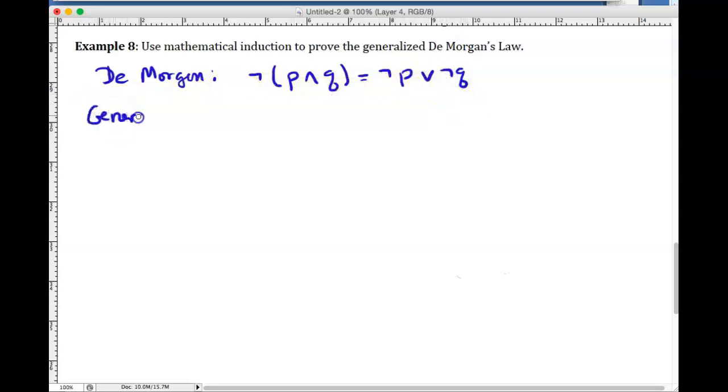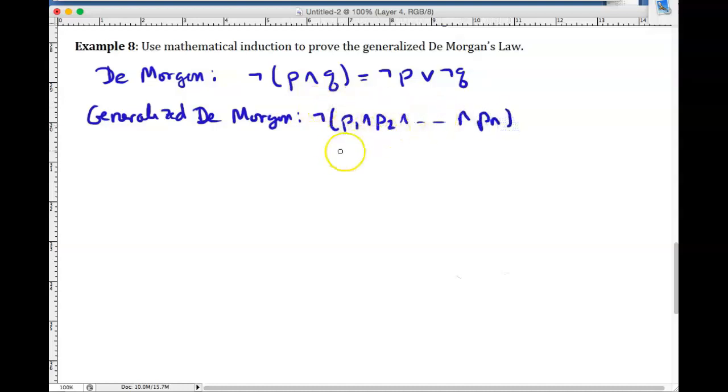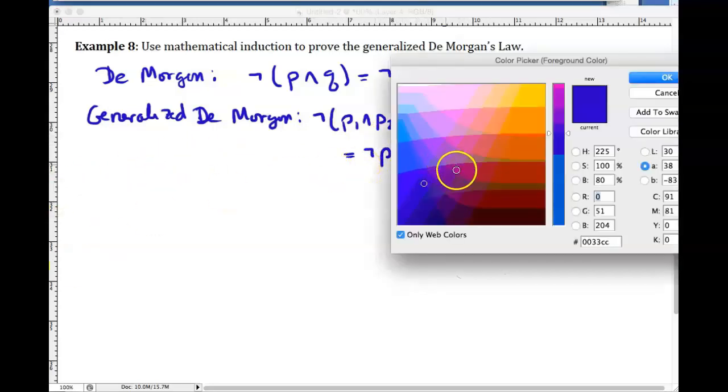So the generalized De Morgan's law has to do with more propositions. So what if I have proposition 1 and proposition 2 and proposition n, and I negate it? Then by intuition it's going to be not P1 or not P2 or not Pn. Right? So we've got to prove this. I'm guessing that this is the case, but I'm not convinced until I prove it. So we can do that with induction too.